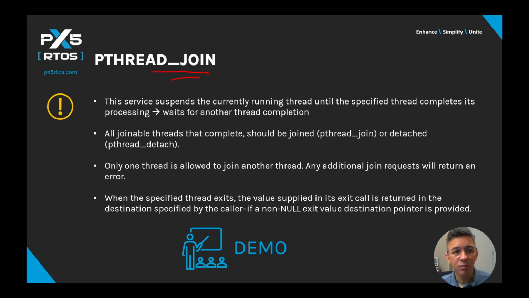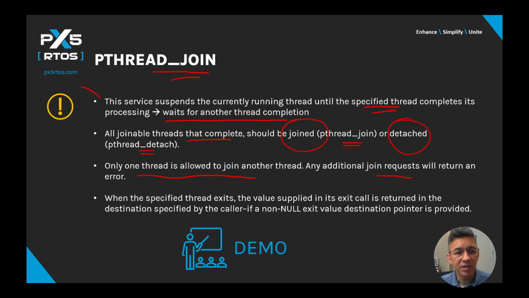This service will suspend the currently running thread until the specified thread completes its processing. This will make this thread wait for another thread's completion. All joinable threads that complete should either be joined or detached via the pthread join or pthread detach API. It's important to notice that only one thread is allowed to join another thread. Any additional join request will return an error.